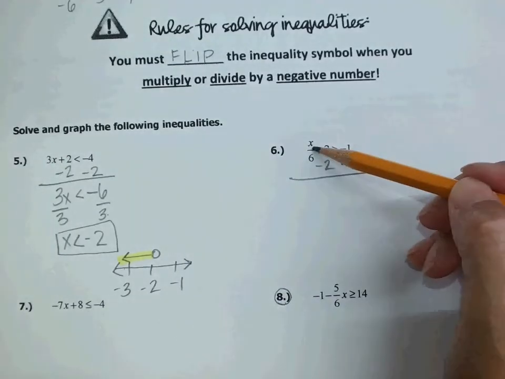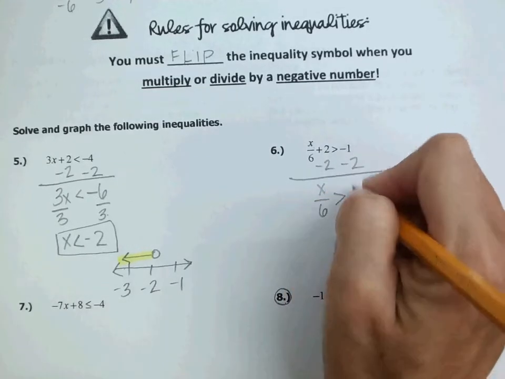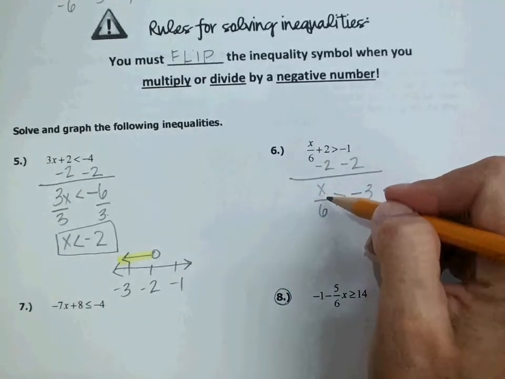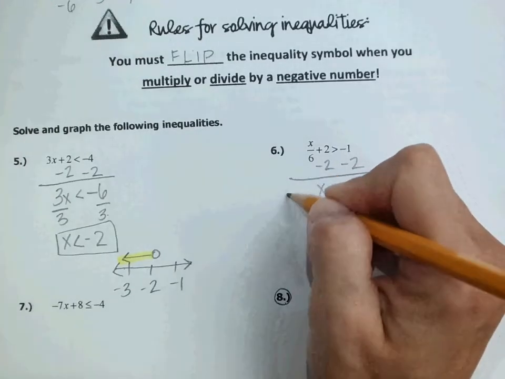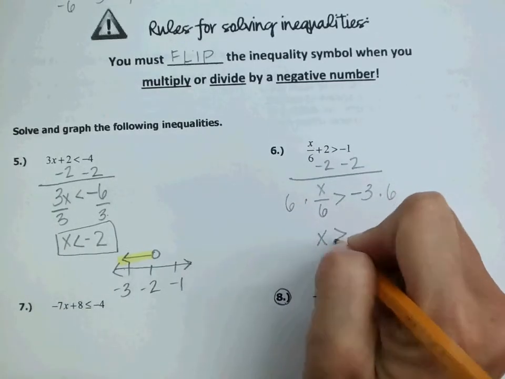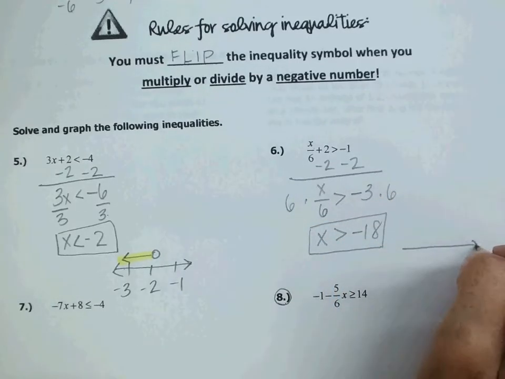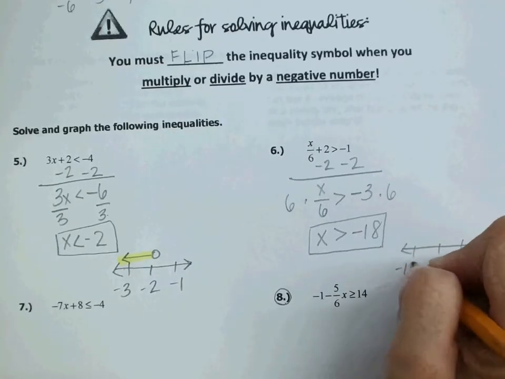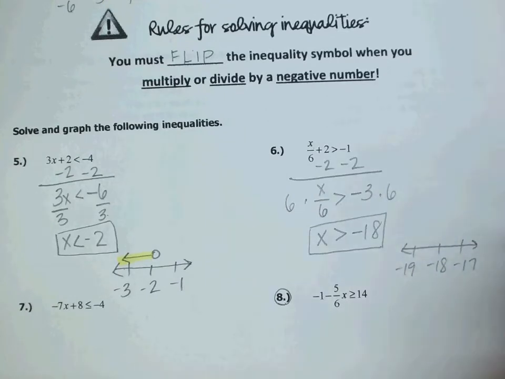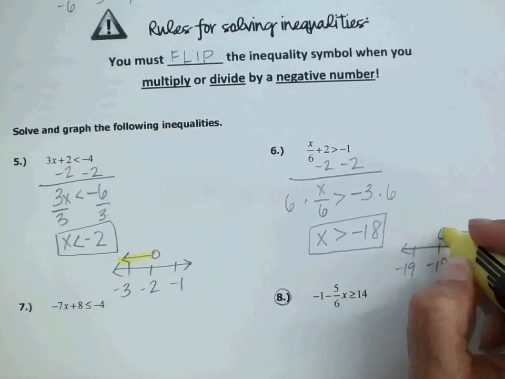On number 6, to get x by itself, we're going to start by subtracting 2 on both sides. I get x over 6 is greater than negative 3. To solve for x, I'm going to go ahead and multiply both sides by 6. I'm multiplying by a positive value, I don't need to flip, so I have x is greater than negative 18. This is my answer, and then the next thing I'm going to do is draw my number line. And so let's go ahead and mark that it's an open circle. They're greater than values, so arrow to the right. There we go.